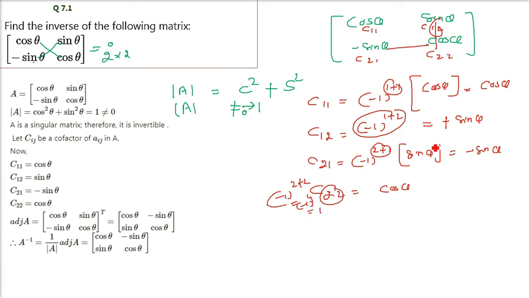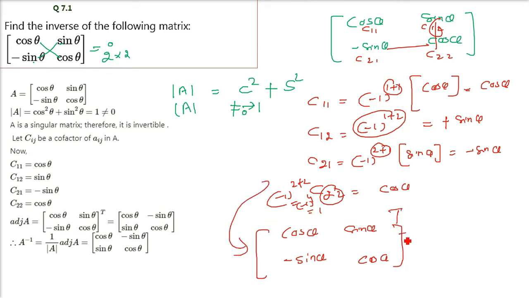Now this cofactor matrix you have to write first. In place of C11, write cos theta. In place of C12, write sin theta. In place of C21, it will be minus sine theta, and C22 is going to be cos theta. Now this is the cofactor matrix. We have to take the transpose in order to get the adjoint.